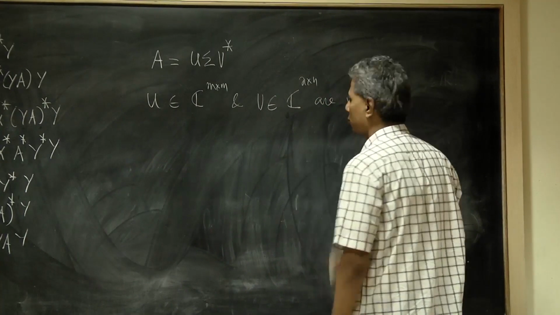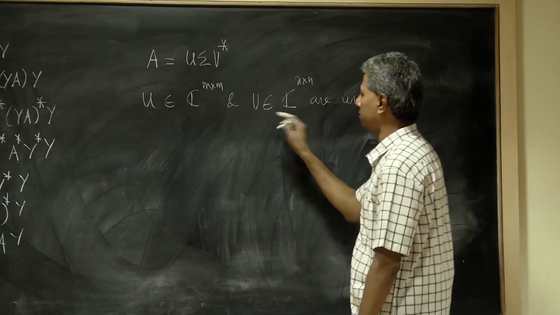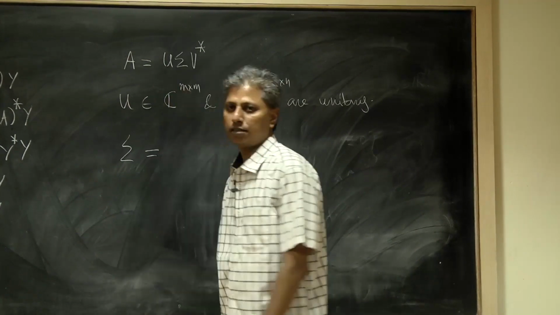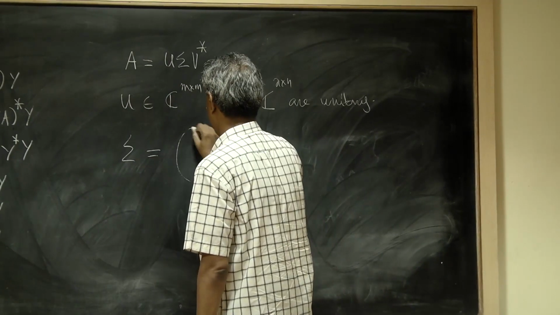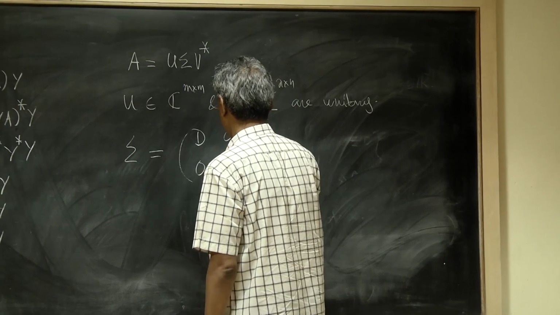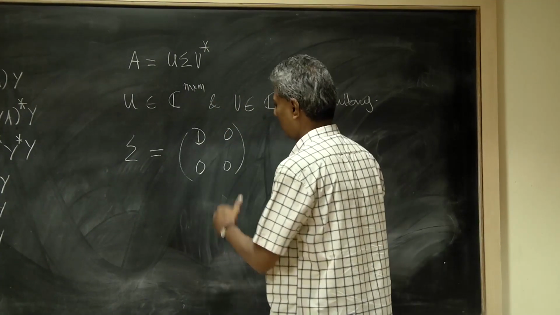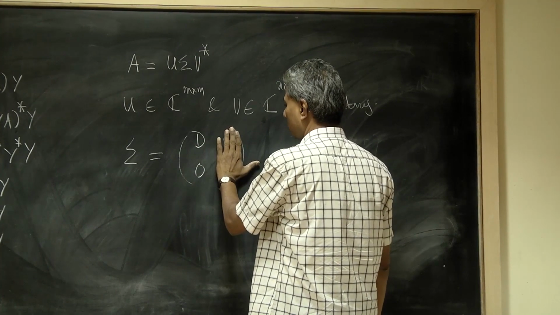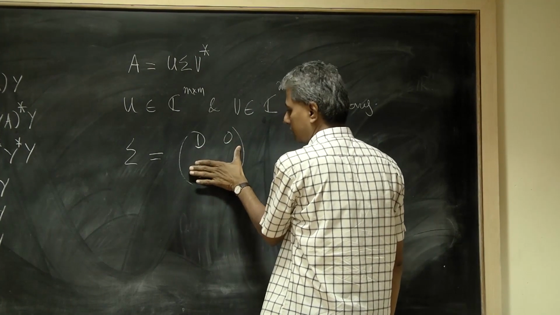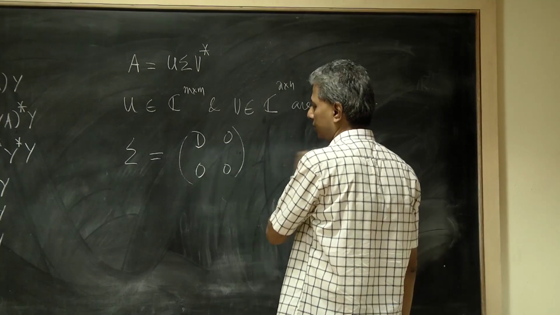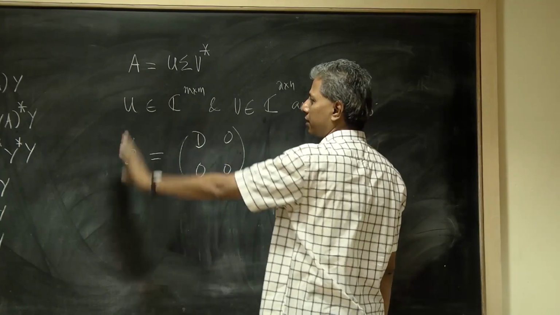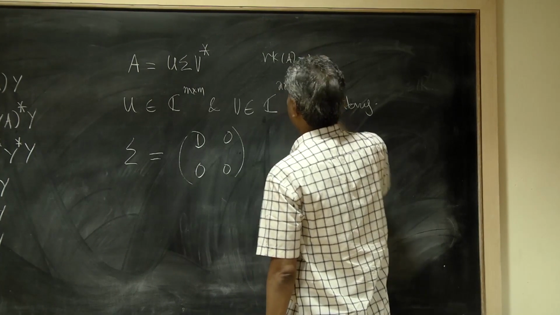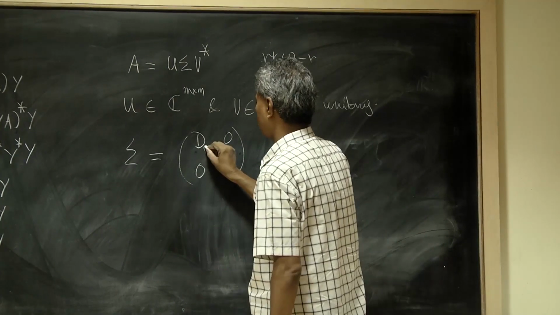U star U equals U U star equals identity, similarly for V. Sigma is a block matrix. The first block is D, all other entries are 0, block zeros. It's possible that this column block does not appear, or that this zero row block does not appear. That will depend on the rank of the matrix A. If you take the rank of A equal to R, then this D is R cross R.